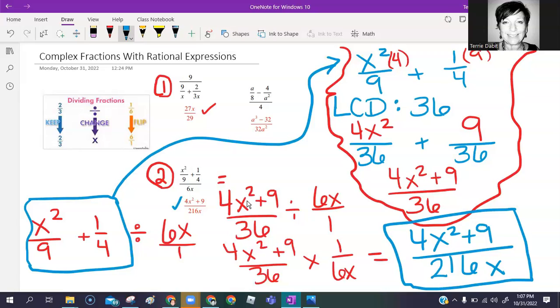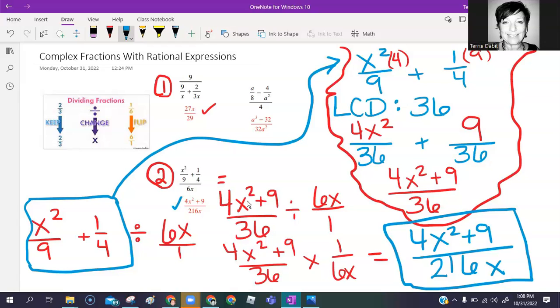At this time, can anybody unmute and tell me if there's anything about the process that you don't understand? We understand how to change a complex fraction into a division problem. It looks kind of scary. It just seems like a lot to do to get the answer.